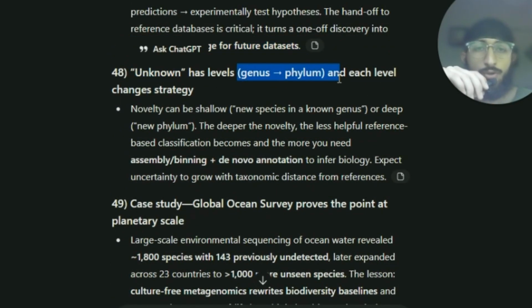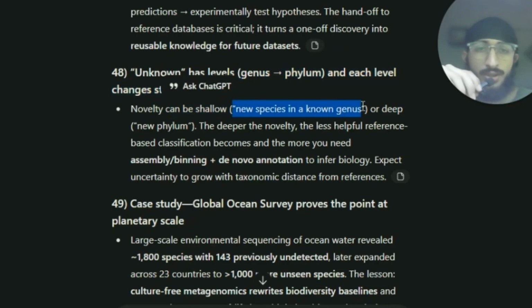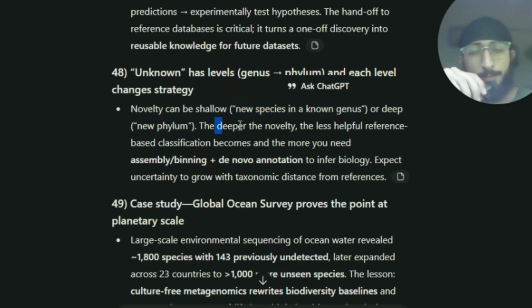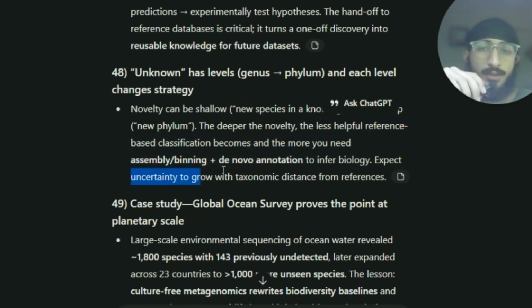Unknown has levels, genus to phylum, and each level changes strategy. Novelty can be shallow, a new species in a known genus, or deep, a new phylum. The deeper the novelty, the less helpful reference-based classification becomes, and the more you need assembly, binning, plus de novo annotation to infer biology. Expect uncertainty to grow with taxonomic distance from references.